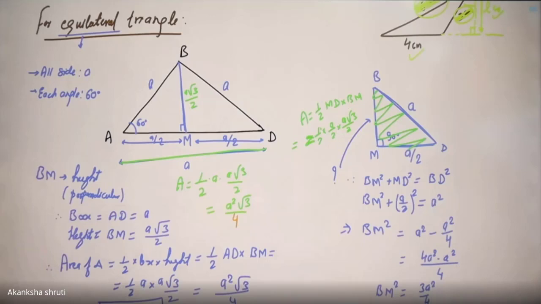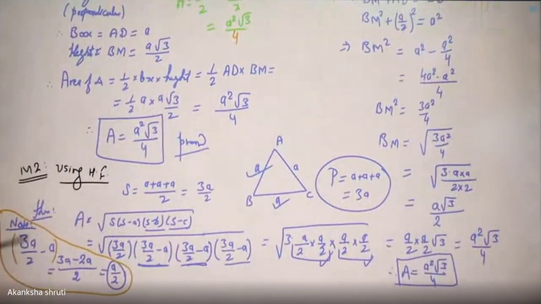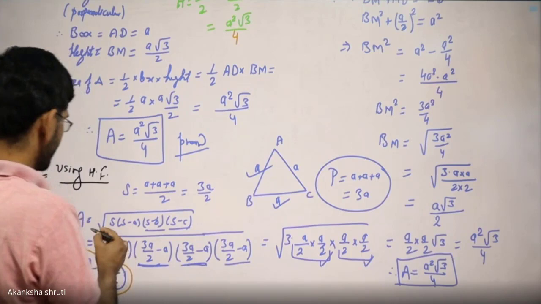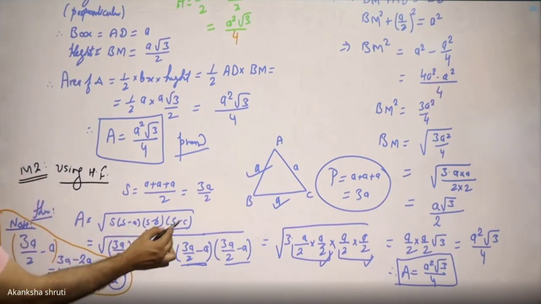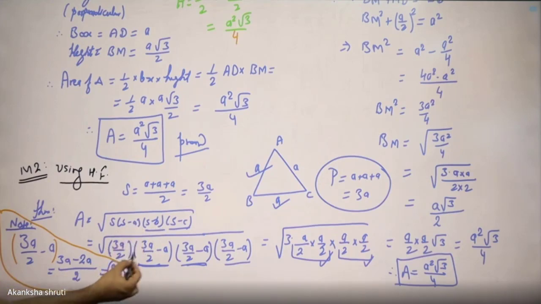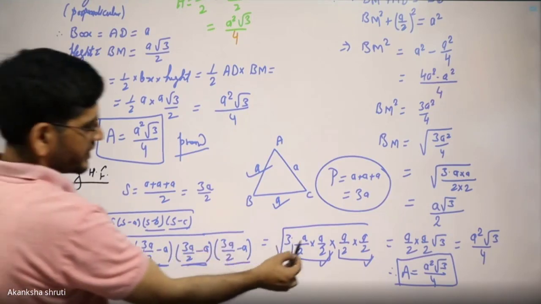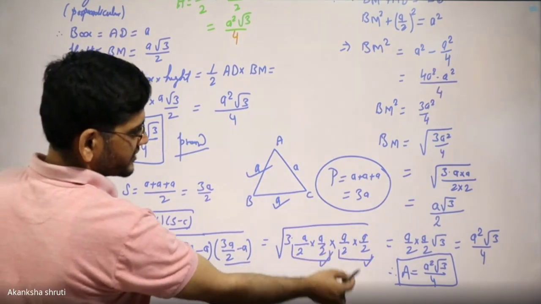This formula can also be derived from Heron's formula. How? Using Heron's formula, the semi-perimeter will be a plus a plus a by 2. It becomes 3a by 2. And area will be under root of s into s minus a, s minus b, s minus c. Here b and c are both simply a. So go on substituting: 3a by 2, 3a by 2 minus a, 3a by 2 minus a, 3a by 2 minus a. It will turn into 3a by 2 into a by 2 into a by 2.